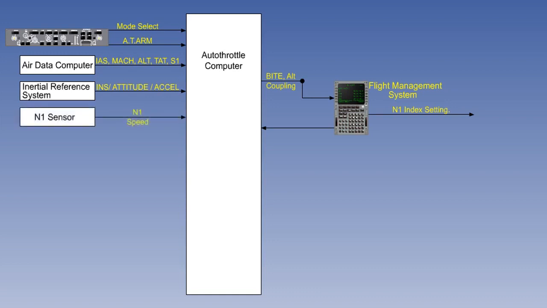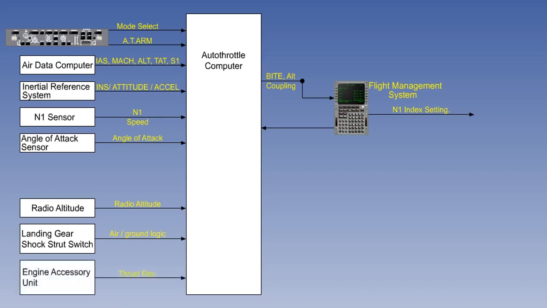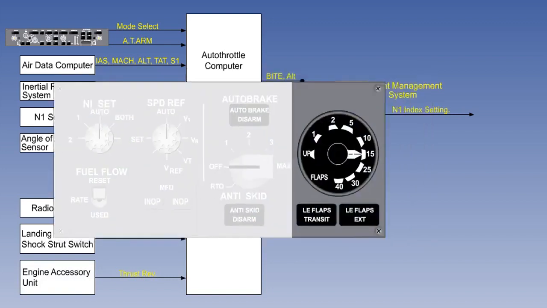speed of the N1 rotor from the N1 sensor, the aircraft angle of attack from the angle of attack sensor, the actual height above ground from the radio altitude, air-ground logic from the switch on the landing gear strut, thrust reverse position from the engine accessory unit, and flap position.